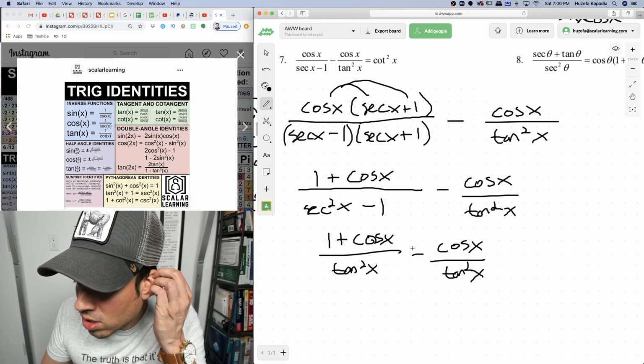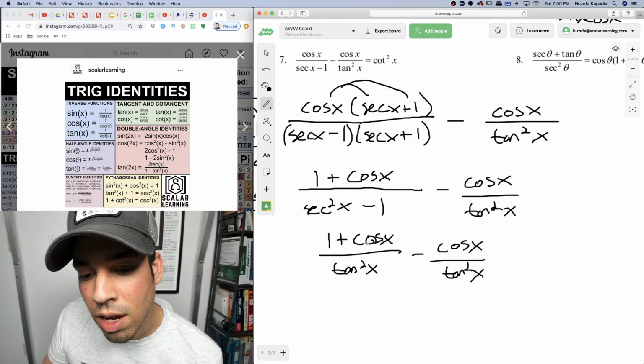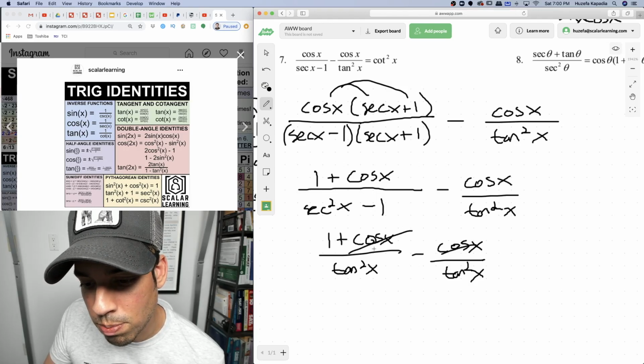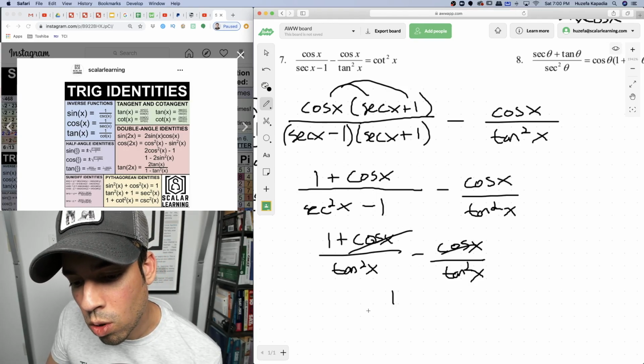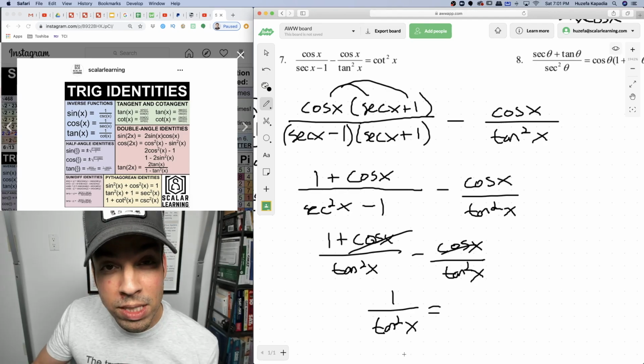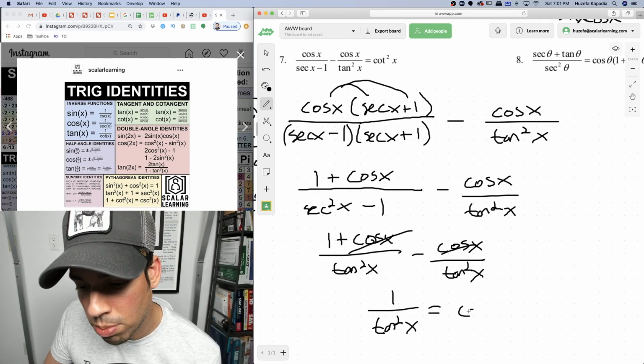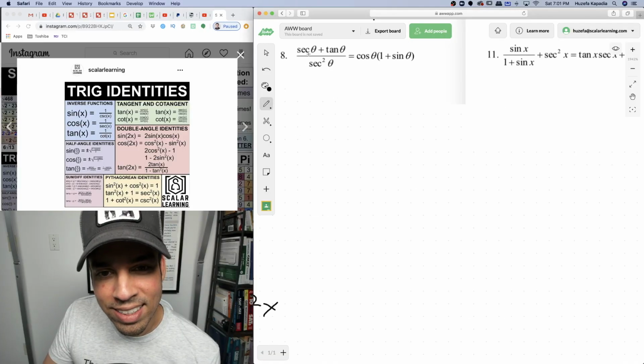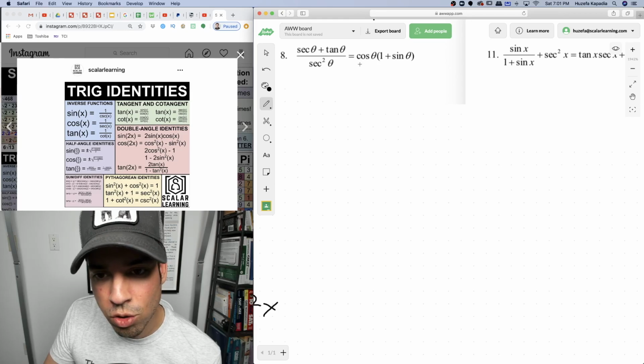Now we have common denominators. These can combine the numerators. Obviously these cosines cancel out because it's minus. So now I just have 1 over tangent squared of x. But guess what? That means it's the inverse of tangent squared, which is simply cotangent squared x. And we're done. Number 8 is secant plus tangent over secant squared equals this.